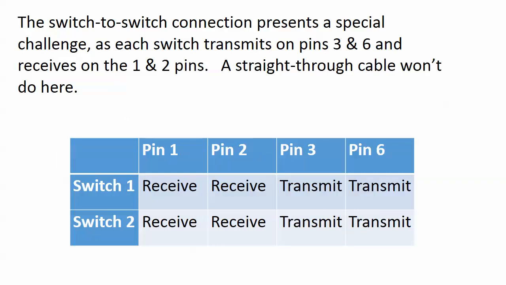Now, the challenge comes in with that switch-to-switch connection. As we see by this chart, as a quick reminder, both switches are going to transmit on pins 3 and 6. Both are listening on pins 1 and 2. So if we use a straight-through cable here, that is just not going to work, because they're going to be talking at each other on pins 3 and 6, and on pins 1 and 2, they're going to be listening for something that never comes.